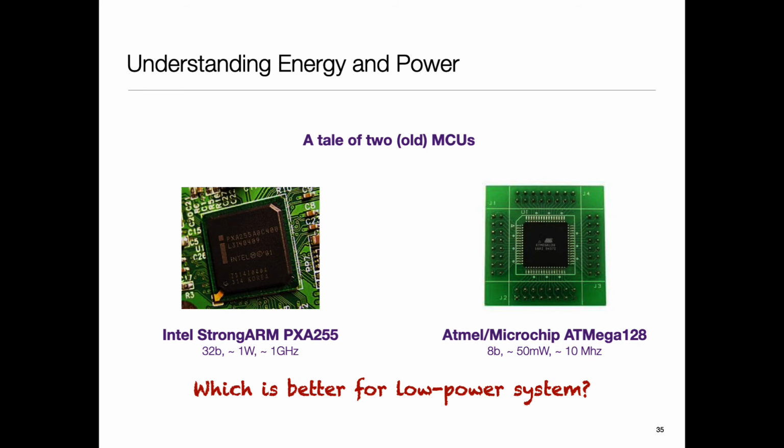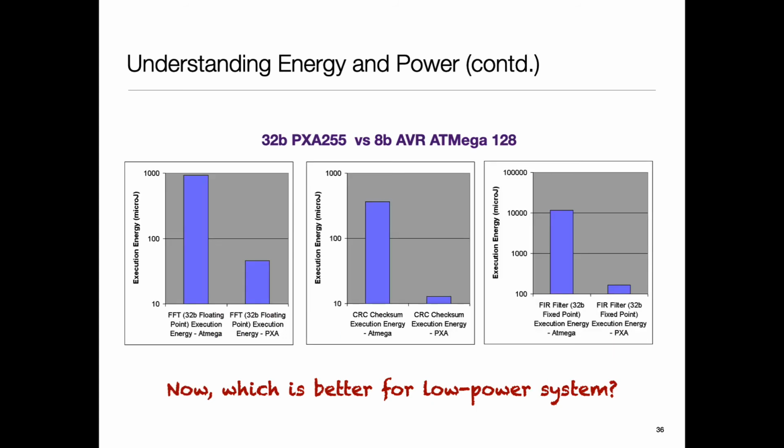So looking at this, which one would you pick? Now, this one is lower power, 50 milliwatt versus 1 watt, but that's not the whole story. If I look at it, it's a much slower processor, and it has fewer bits. It does 8-bit operations, and that one does 32-bit operations. So now, really, what matters is what am I doing with it.